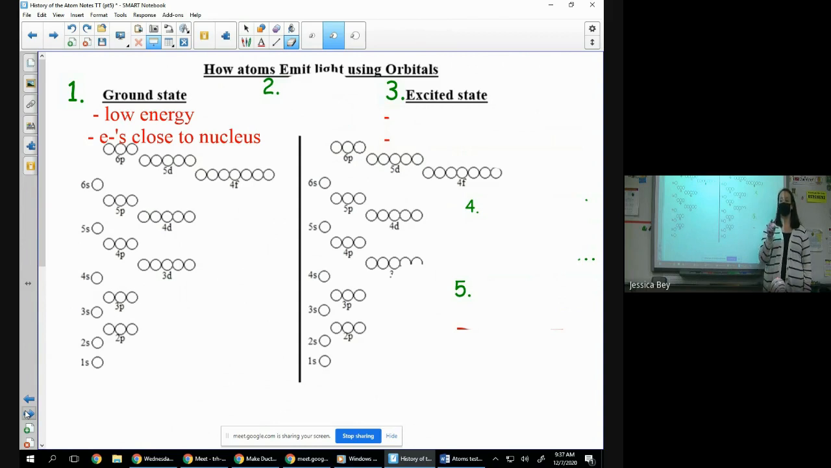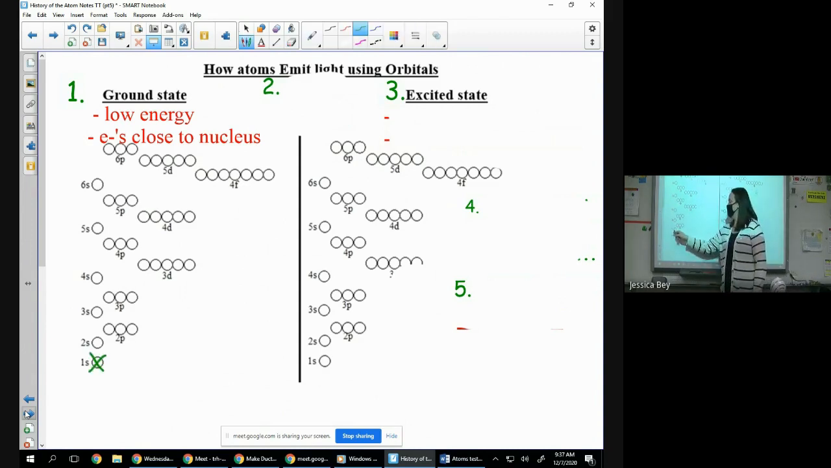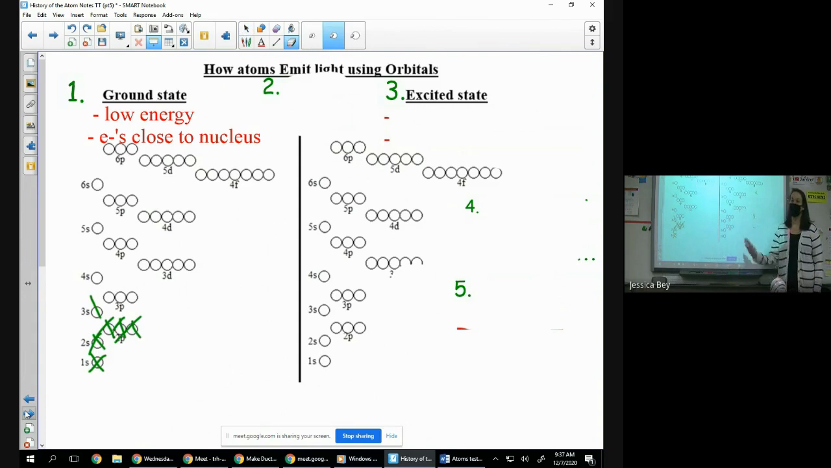Same page, I just zoomed in a little bit. So, ground state. What you're going to do when you're doing the ground state, if I asked you on the test on Friday, which of these is the ground state for this atom? It's the normal one. We said sodium has 11 electrons. So it's going to go 1, 2, 3, 4, 5, 6, 7, 8, 9, 10, 11. That is the ground state for sodium.